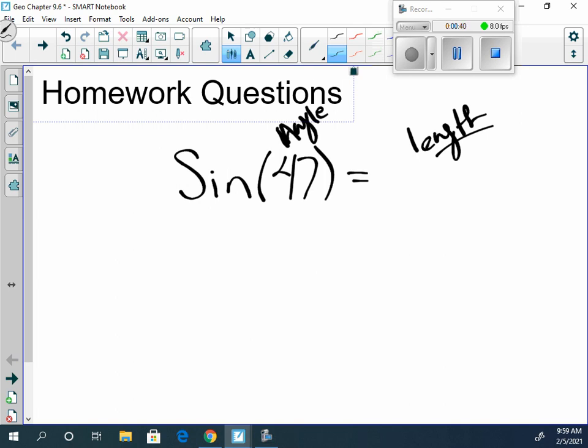Now, it'd be nice if we could go the other direction, wouldn't it? If we could take a length measure or a length setup and get an angle back. Yes? Now, there are methods that we can do this by. Does anybody have an idea what it is? What can we use?